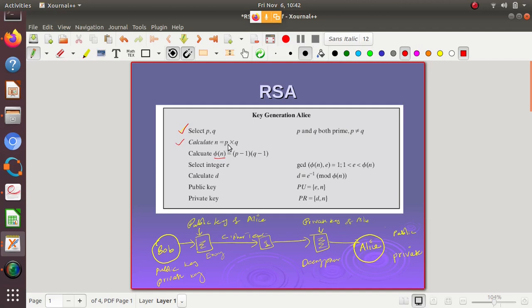But if we know the values of p and q, it will be easy: P minus 1 into q minus 1, that we already discussed. Then select an integer e such that e is relatively prime with phi of n, then gcd of phi of n comma e is equal to 1 and e is less than phi of n. Because e is relatively prime with phi of n, there exists an inverse for e under mod phi of n.